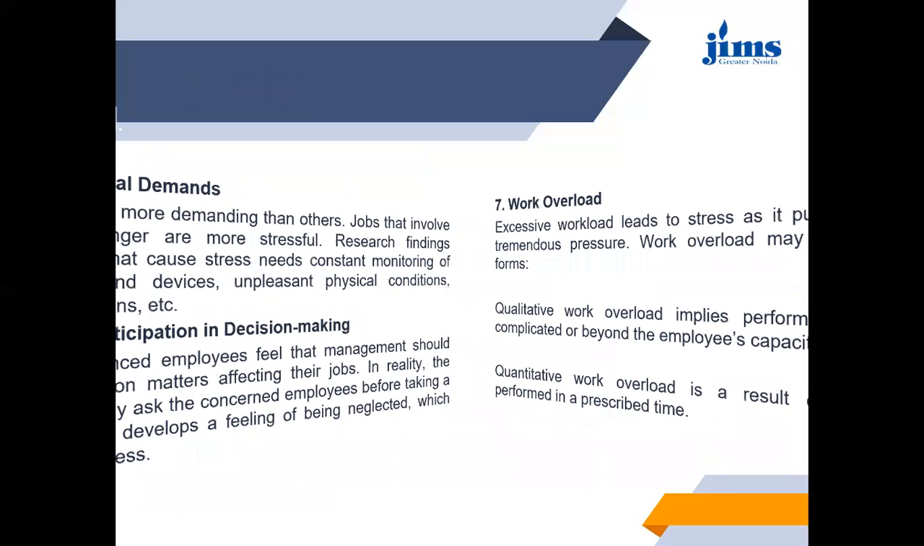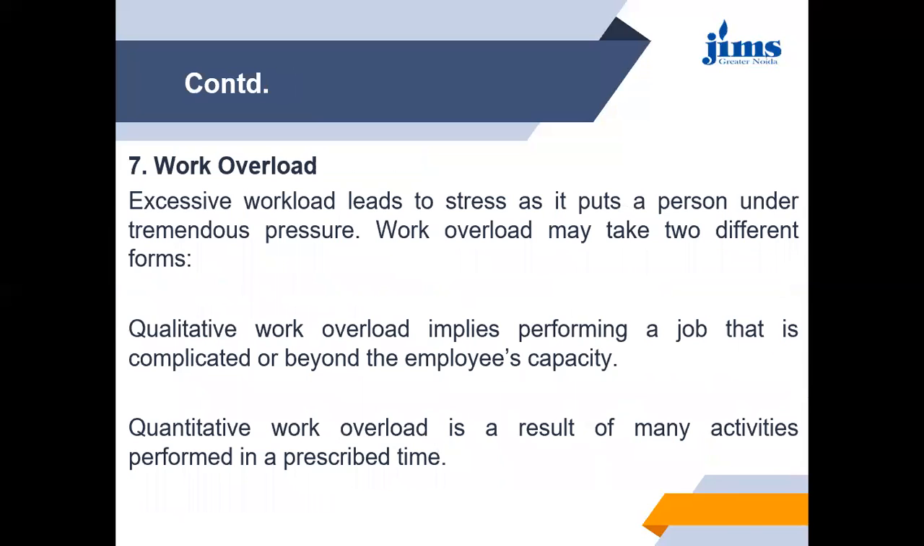Number 7, work overload. Now this is very clear. Whenever there is excessive work in the organization, excessive work leads to excessive workload. And whenever there is an excessive workload, this will always lead to stress on account of a high degree of upward pressure and a higher degree of expectation by the superior from their subordinates. So ultimately this is called work overload.